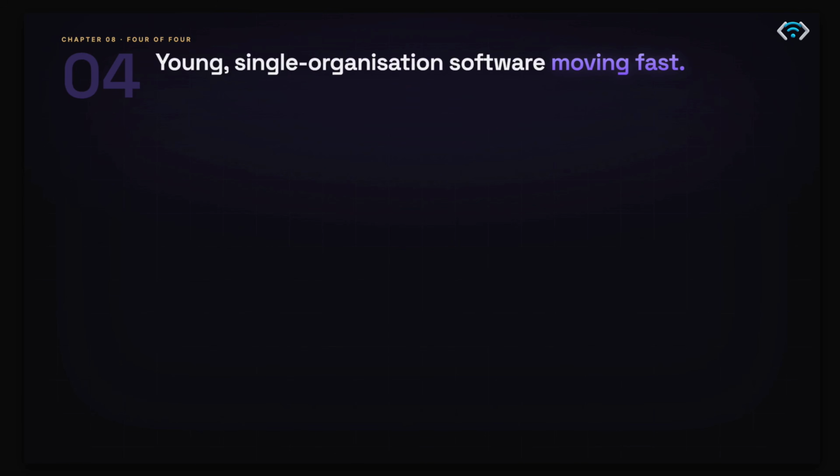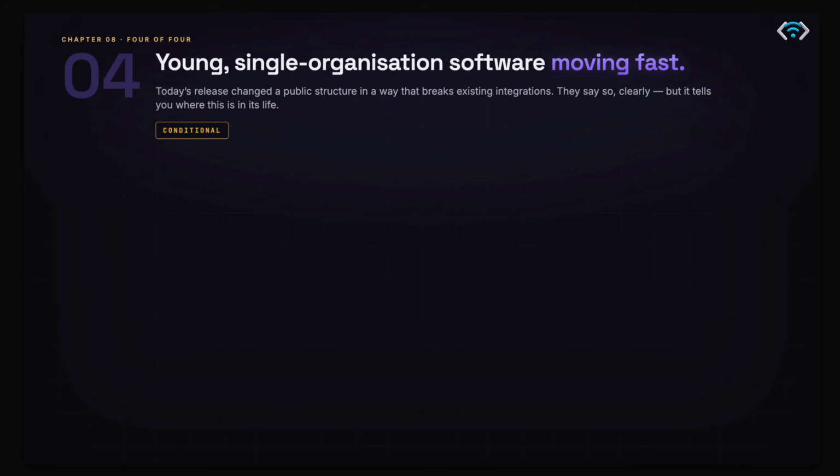4. This is young single organization software moving fast. Today's release changed a public structure in a way that breaks existing integrations. They say so clearly, but it tells you where this is in its life. Adopt it as an experiment, not a foundation.